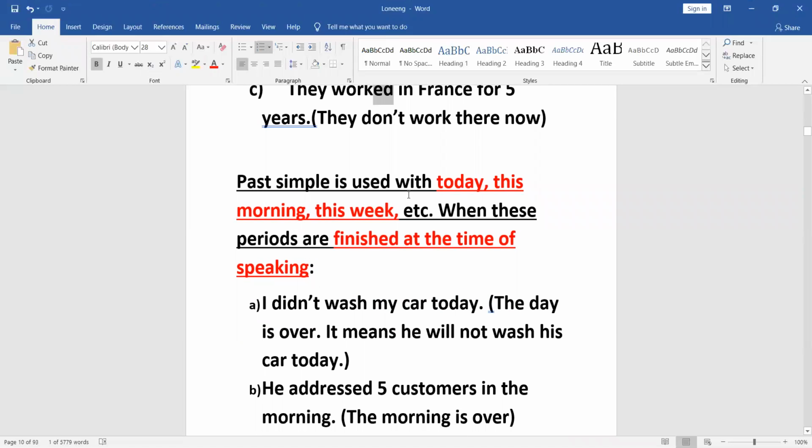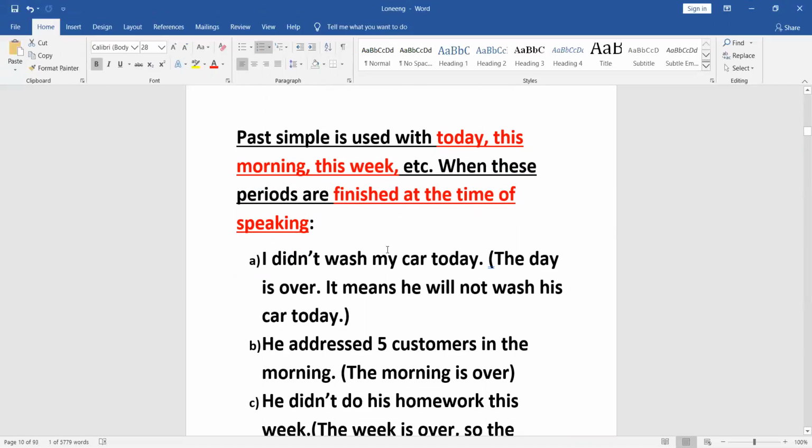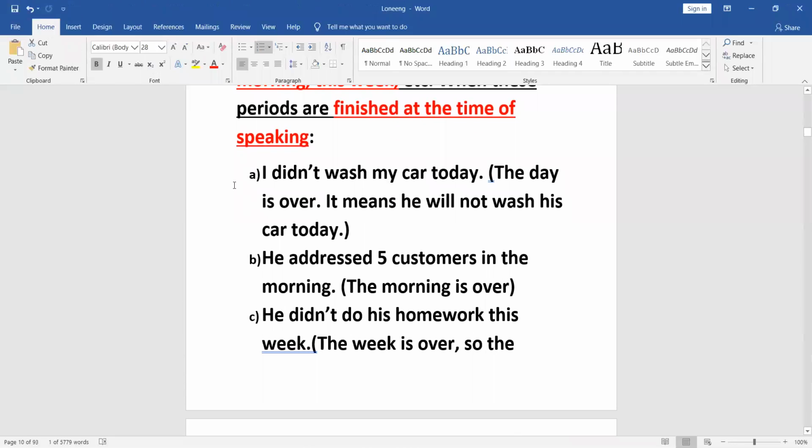Simple past is also used with today, this morning, this week, etc., when the periods are finished at the time of speaking. So, I didn't wash my car today. Here, "I didn't wash my car today" means today is already over, and that's the reason why I didn't wash it. So the day is over. It means he will not have time to wash his car today.